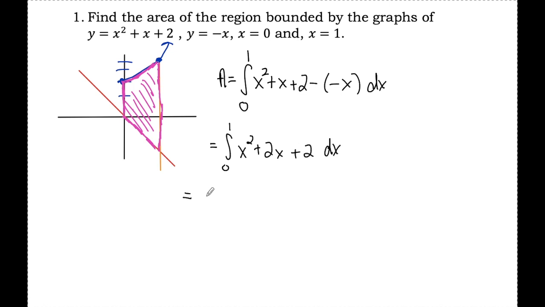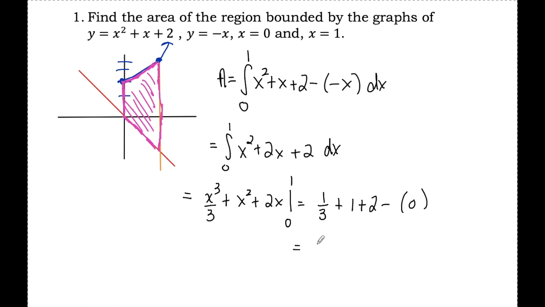When I integrate using polynomial integration, I get x cubed over 3 plus x squared plus 2x, and I'm evaluating this from 0 to 1. I plug in 1, so I have a third, plus 1 plus 2, minus, when you plug in the 0, it's just going to be a big 0. You get 3 and 1/3 for the area of the shaded region. Not so bad. Let's look at another one.